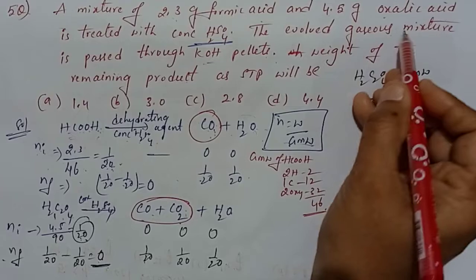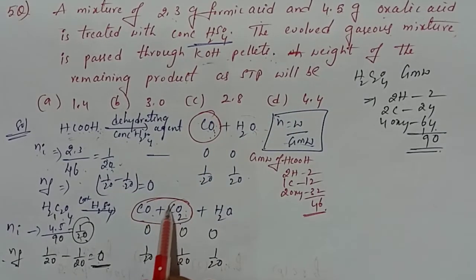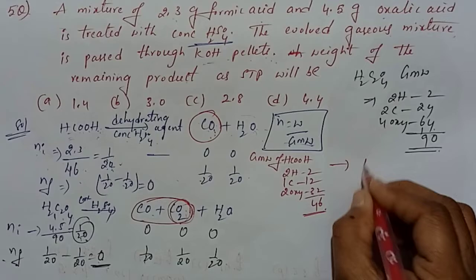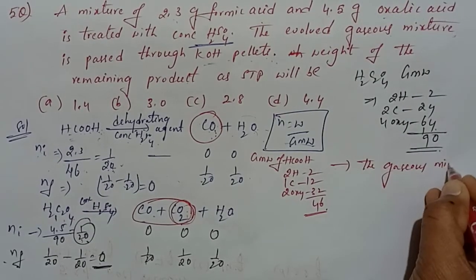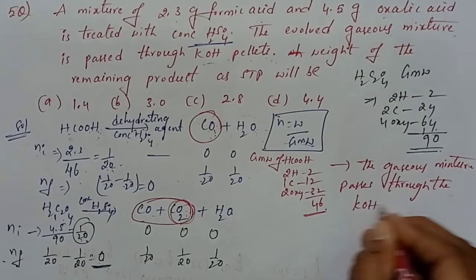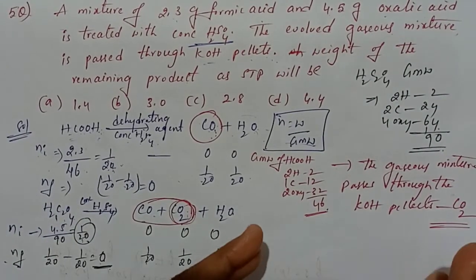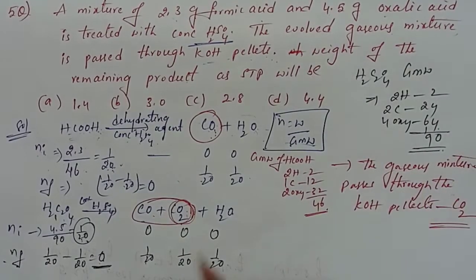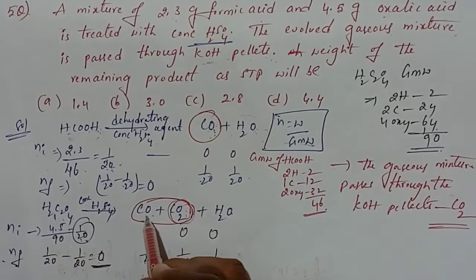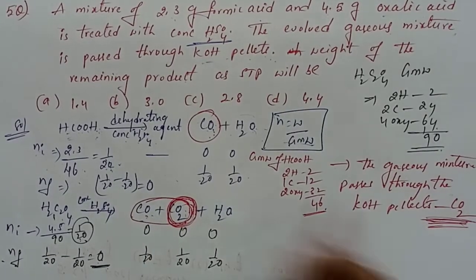Okay, now this gaseous mixture is passed through the KOH pellets. So when this gaseous mixture passes through the KOH pellets, students, only CO2 gas is absorbed. KOH pellets can absorb only CO2. Clear this one. So CO2 is absorbed by the KOH pellets. And which gas is left, students? Here CO gas is left. CO2 is completely absorbed by the KOH and CO is there.